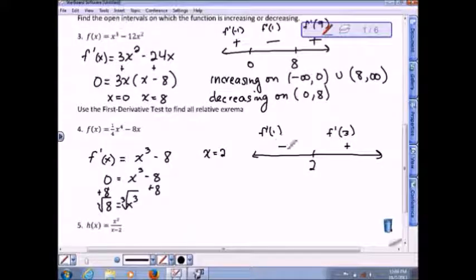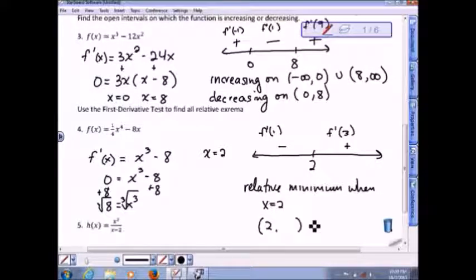Now, how we read this graphically is in this interval the function is decreasing, so it may look something like this, where it's decreasing, but when it reaches x equals 2, then the function starts to increase. Because of that behavior where it switches from a decreasing to an increasing function, it has to be a relative minimum. So there's a relative minimum when x is equal to 2.